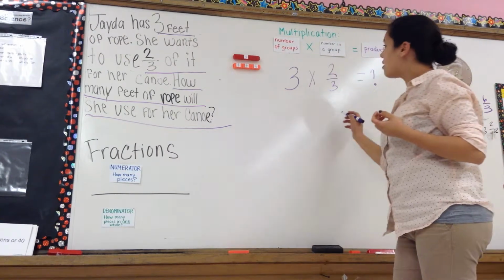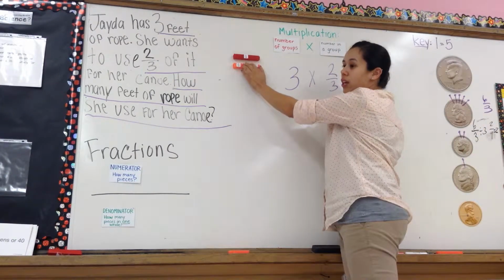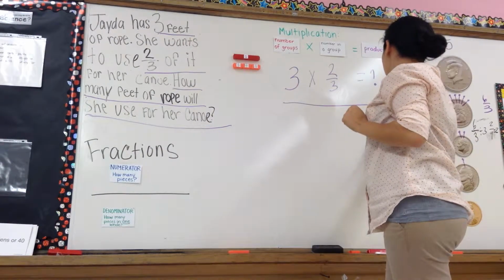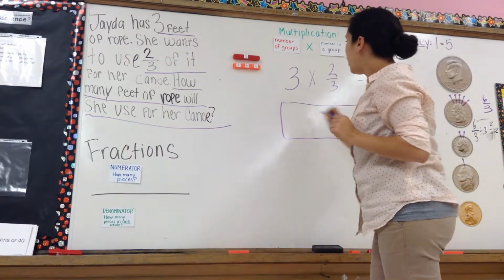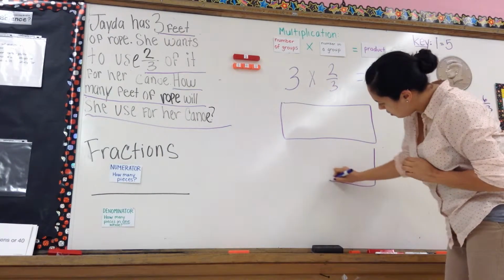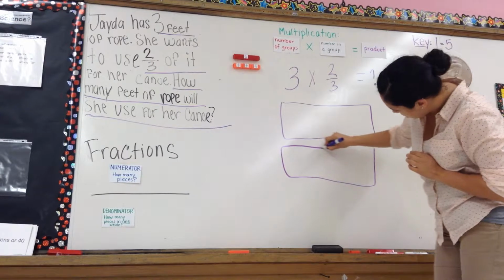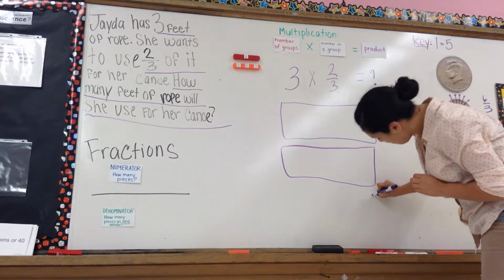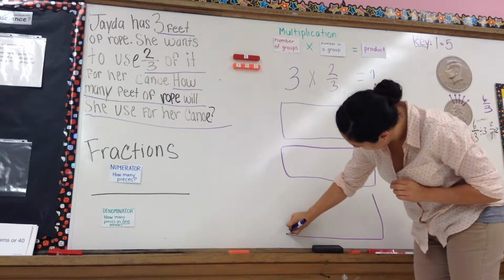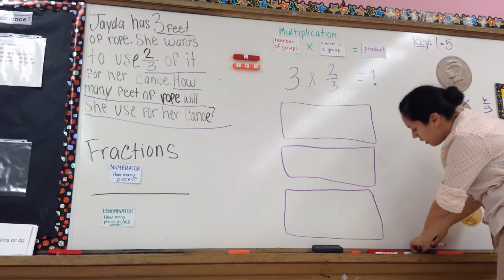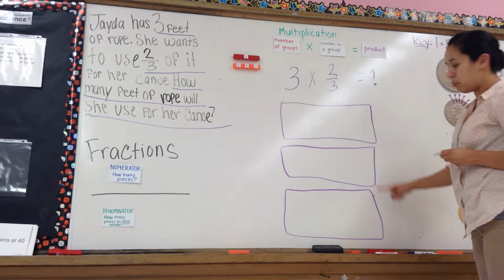We're going to draw this, and then I'm going to represent using our fraction cubes. So let me draw how many? My 3 groups. And Miss C is not an artist, so beware of my rectangles. Okay, so Miss C has 3 groups, right?